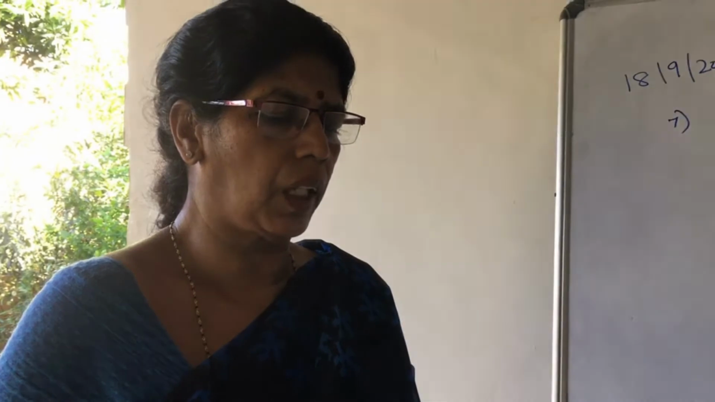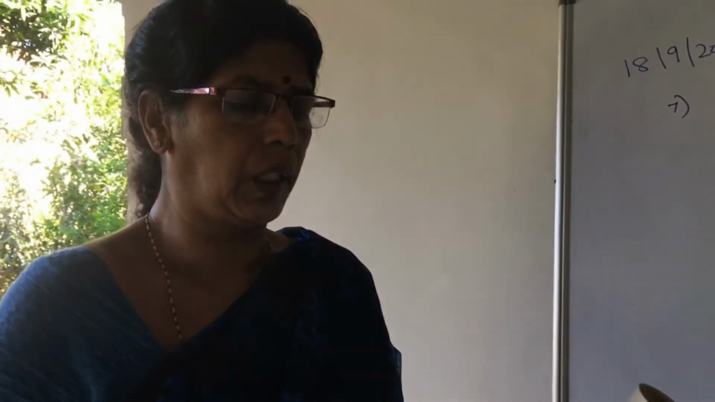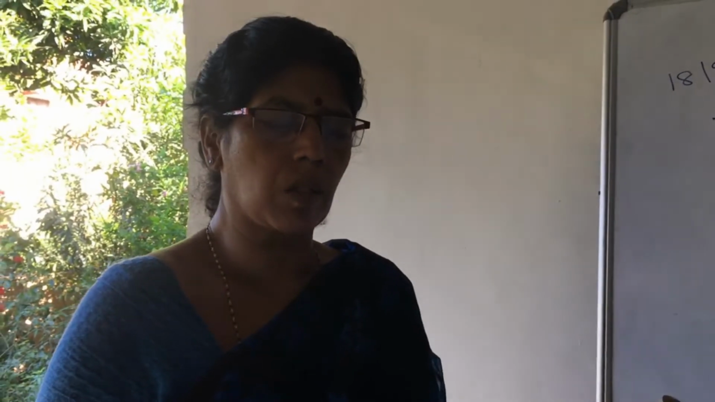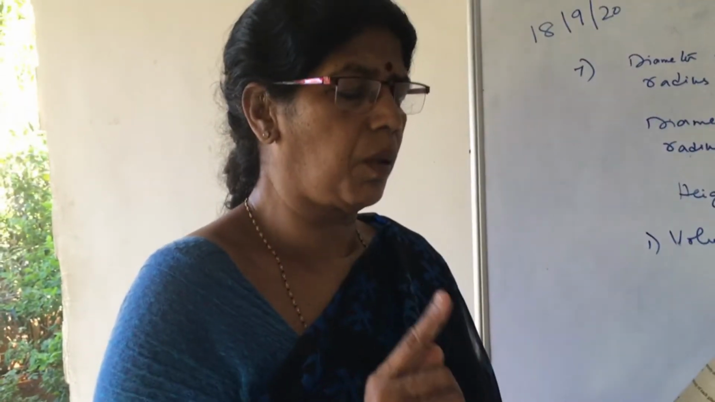Can you recollect the formula for the volume of a cylinder, girls? Pi r square h. 1 cubic meter is equal to how many liters? 1000 liters. 1 liter is equal to how many centimeters cube? 1000 centimeters cube. You should learn these conversions carefully, children.